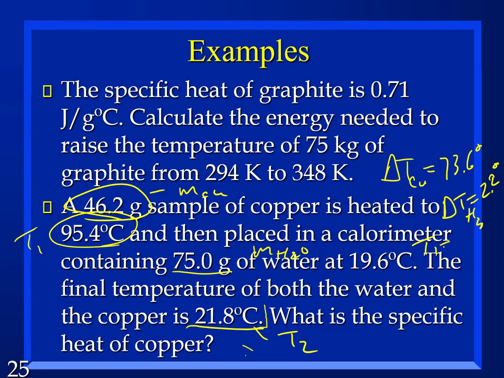The answer is 0.203 joules per gram degrees Celsius, with units of joules, grams, and degrees Celsius, because nothing cancels out. Okay. So that's how they use water to figure out heats.